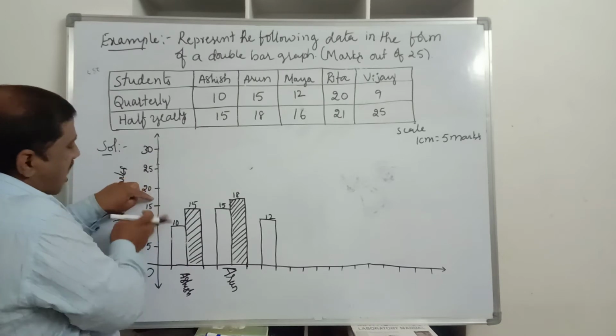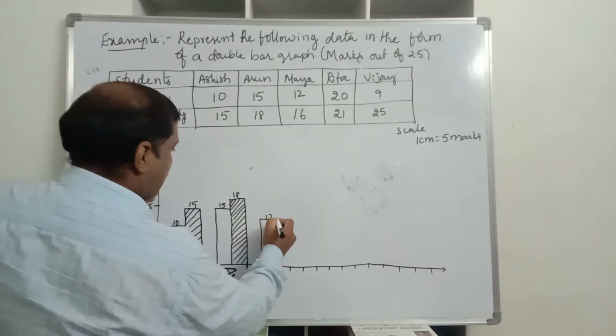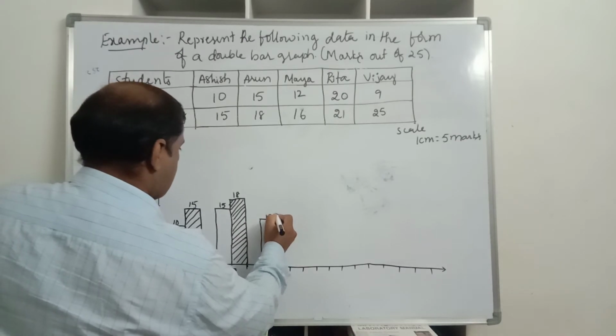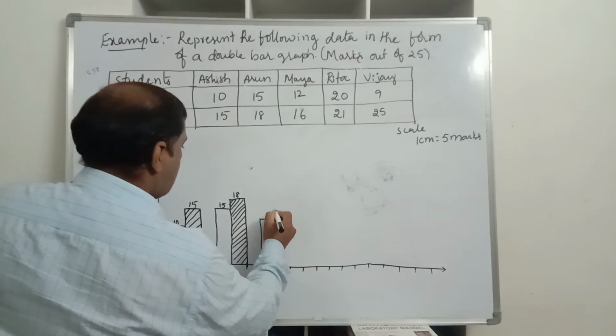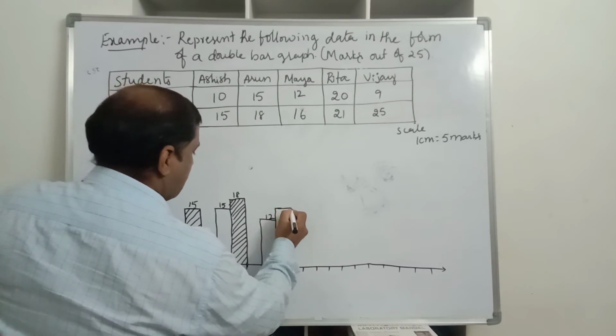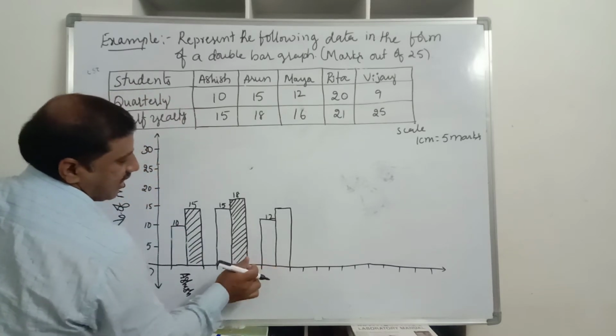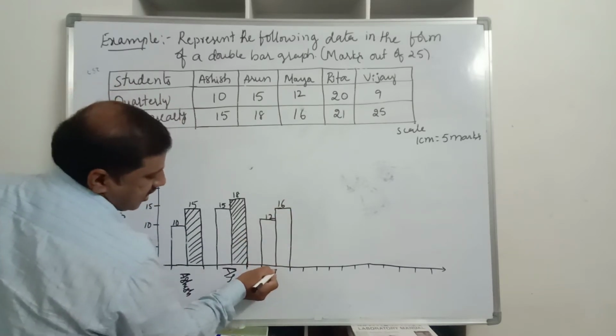16 marks means above 15, the second line, a little more. So this will give you 15 marks, and this will give you the second line. So it is 16 marks. So she scored 16 marks in the half yearly examinations. So who is she? It is Maya.